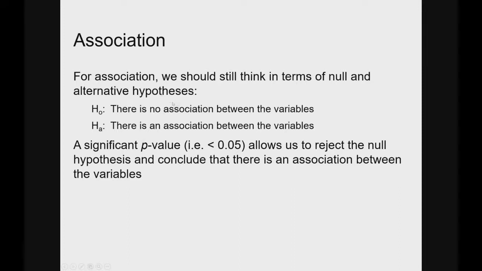We would set up our null and alternative hypotheses about whether or not there's an association. And our null hypothesis is always there is no association between these variables, and our alternative hypothesis is the opposite, that there is an association. If we get a significant p-value, we reject the null hypothesis, and we have the conclusion that we do have an association. So what would that look like in our world of the lab?